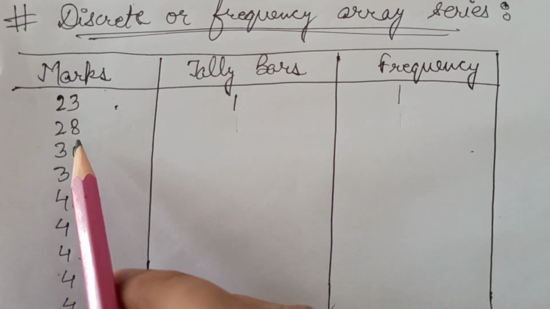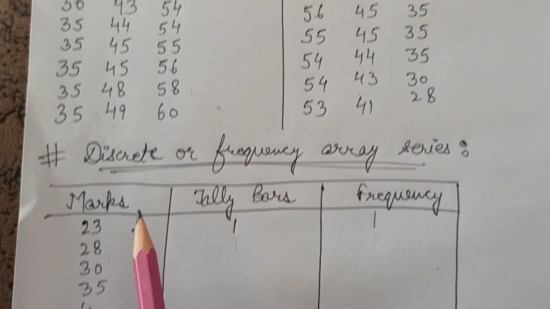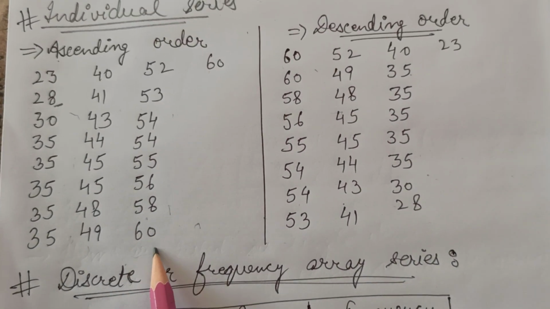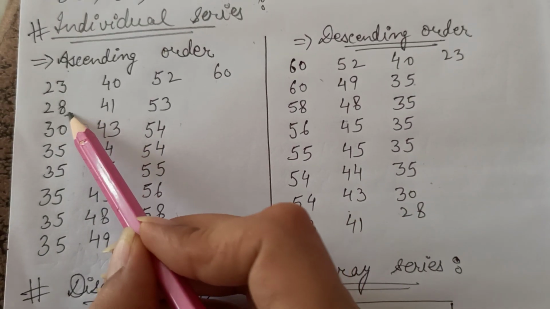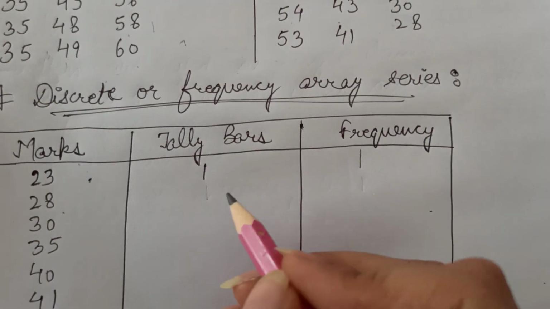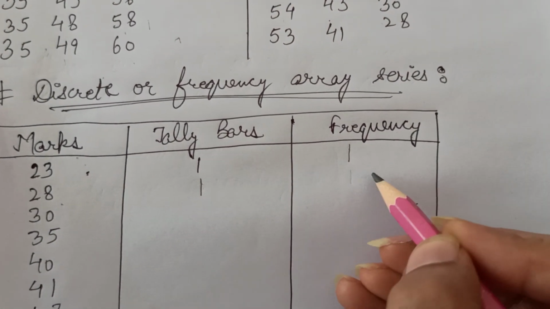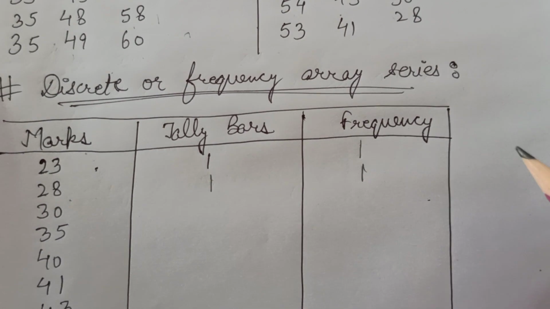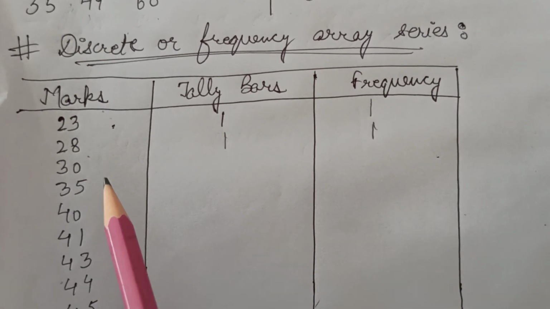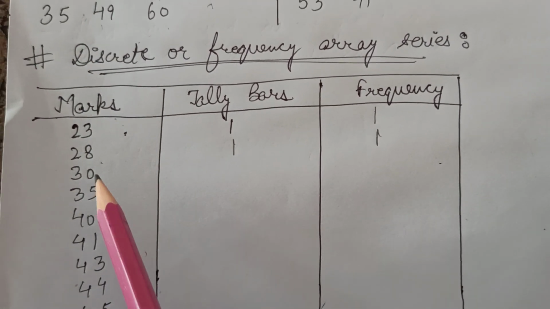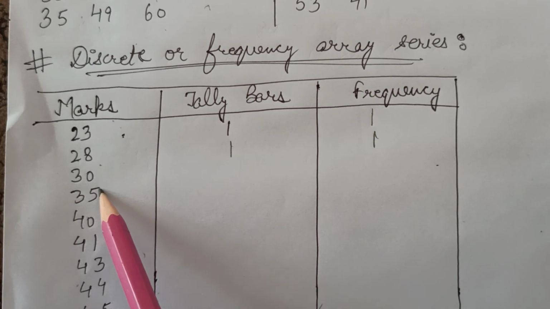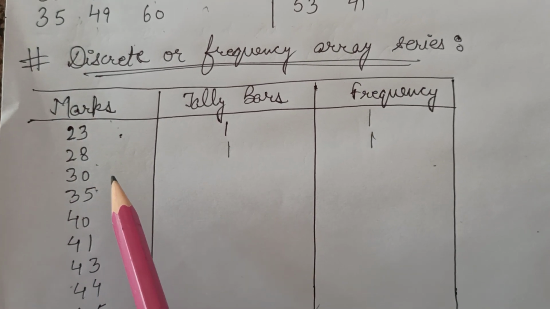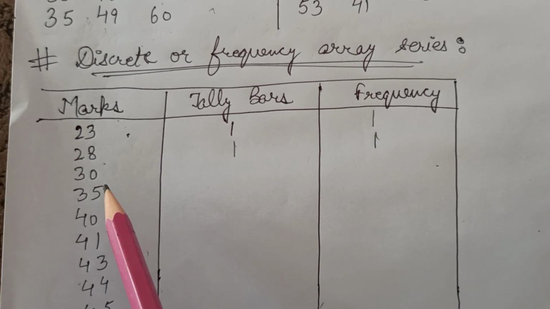Now we will see how many times 28 is coming in the given data. 28 is also coming one time only, so we will mark 1 under the tally bar and along with that 1 under frequency also. Similarly we will mark the other items like 30. The next mark is 30. Now this will tell us how many students have scored 30 marks.